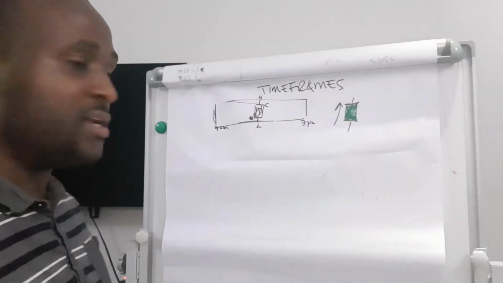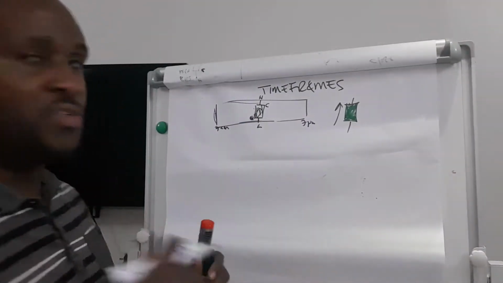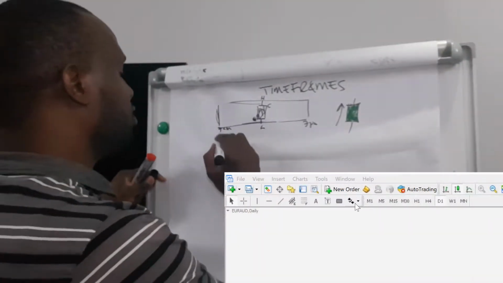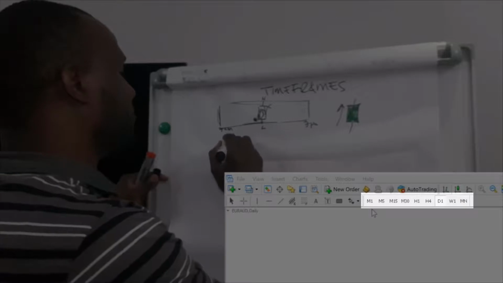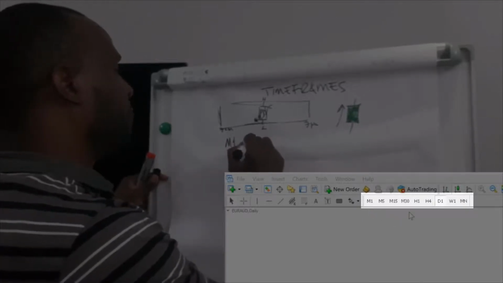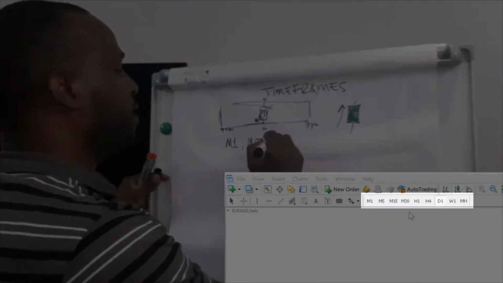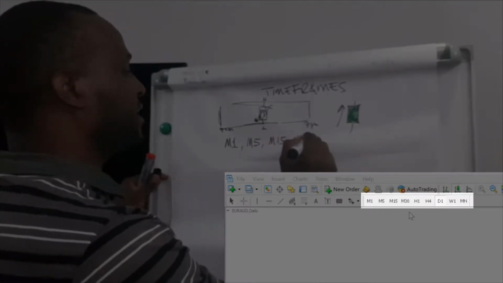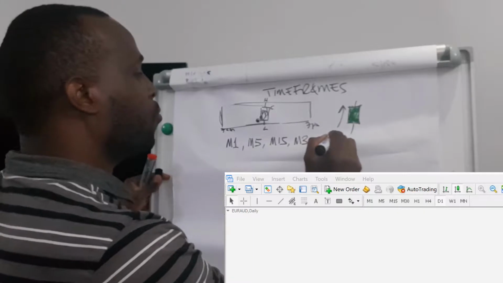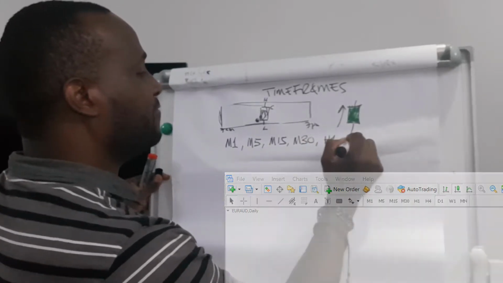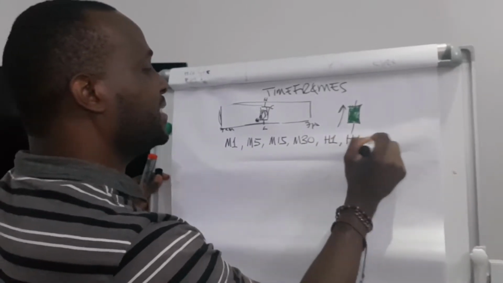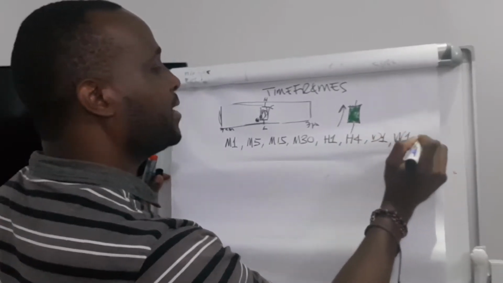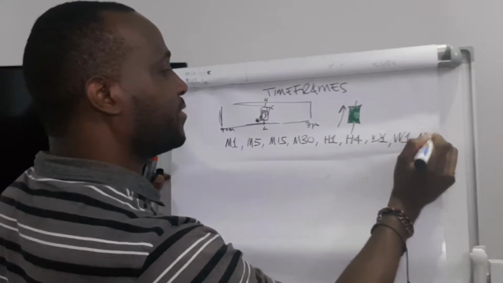In Forex trading, typically using the MetaTrader 4 platform, we have various time frames. So we have the 1 minute time frame, which is represented as M1. Then we have the 5 minute time frame, the 15 minute time frame, the 30 minute time frame, the 1 hour time frame, 4 hour time frame, daily time frame, weekly time frame, and the monthly time frame.